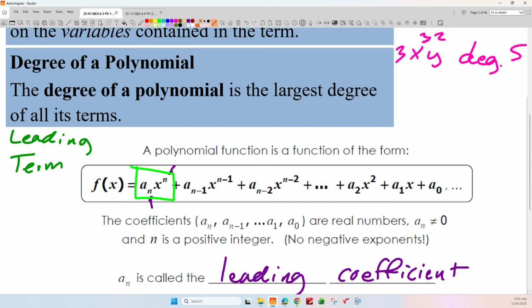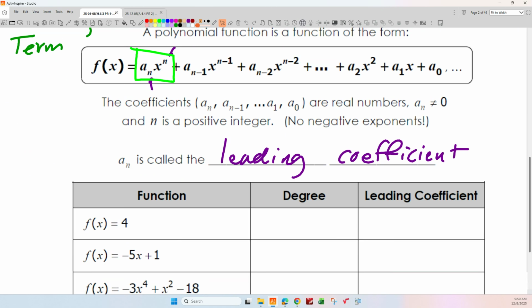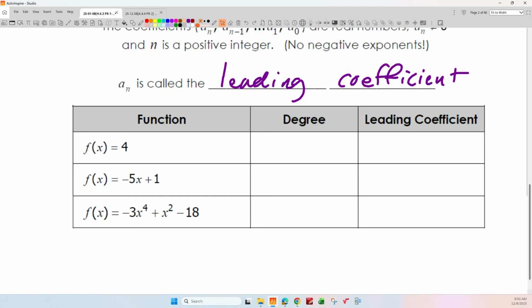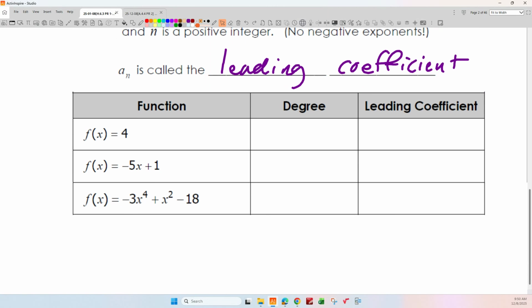The term with the biggest power of x is always the one we write first, so it leads the show, right? It's the leading term, we call it. Okay? I think that's all the vocabulary we need. Okay, so now let's just practice a little bit.